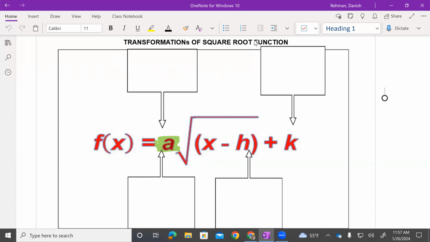What two things? First thing over here, if A is less than 0, what will it do? If A is less than 0, the conclusion that we will make based on that, we will claim the curve reflects over the x-axis. That's what we will claim if A is less than 0. If A is not less than 0, then it will just be a parent function with nothing changed.